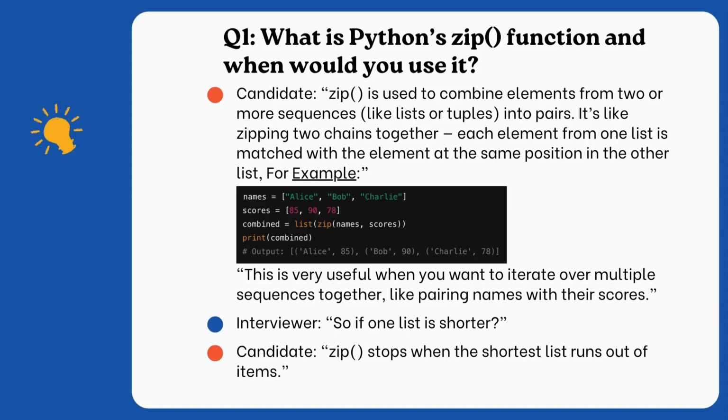This is very useful when you want to iterate over multiple sequences together, like pairing names with their scores. So if one list is shorter, zip stops when the shortest list runs out of items.